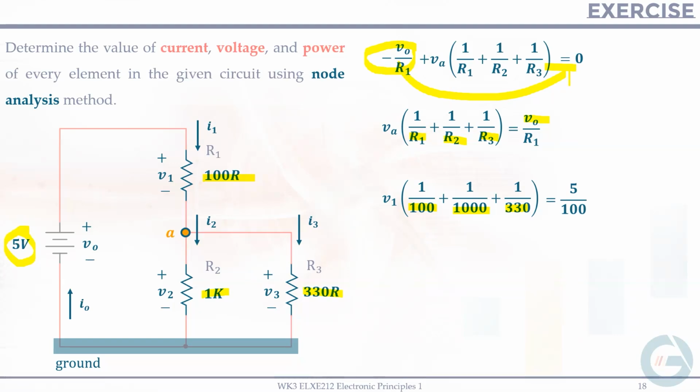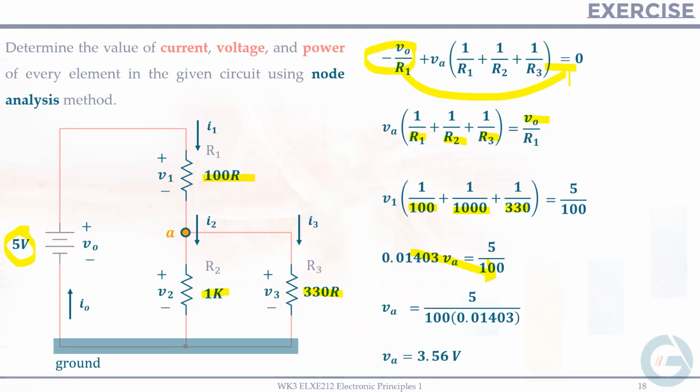So let's calculate the left side of the equation. That will give us 0.1403 VA. It's equivalent to 5 over 100. So what's next? For VA, we can cross multiply, so this 100 goes down to the denominator. So we have 5 over 100 divided by 0.1403. And that will give me VA is 3.56 volts.